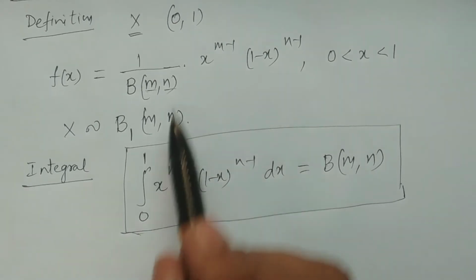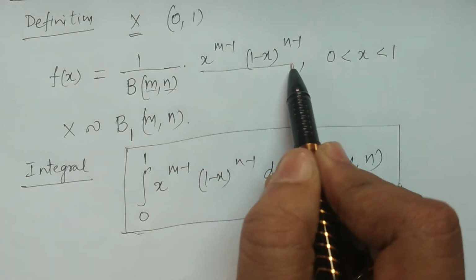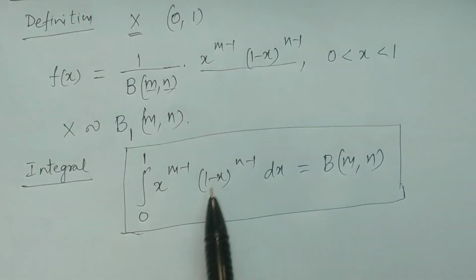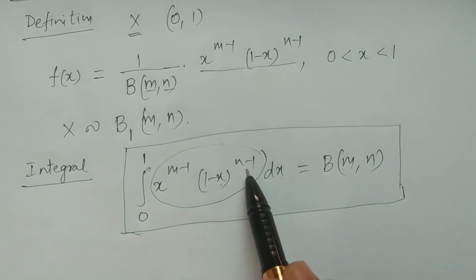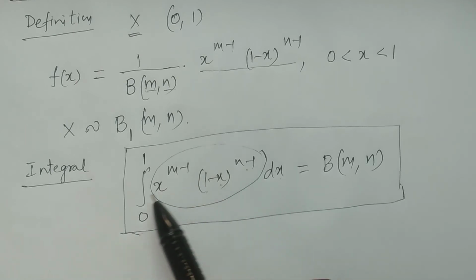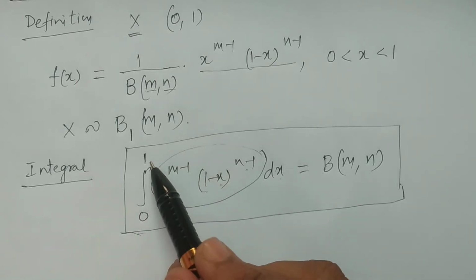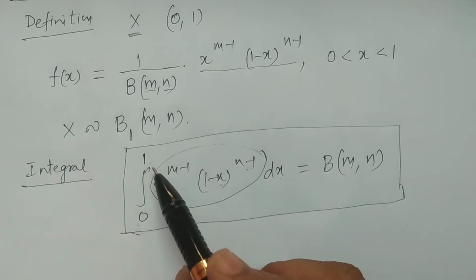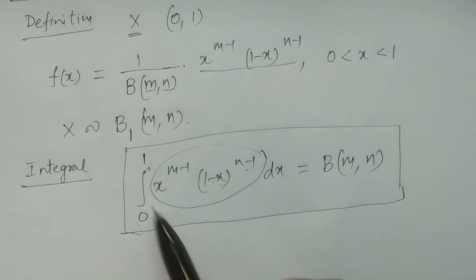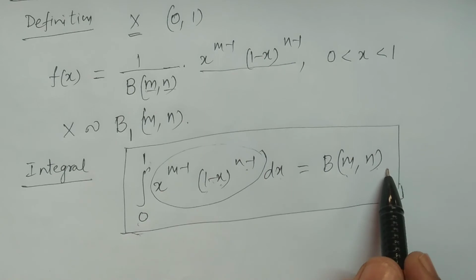Integral 0 to 1, refer here, x power m minus 1, (1 minus x) whole power n minus 1 dx. If the function is in the form of x power m minus 1 into (1 minus x) whole power n minus 1, and the integration is in the range 0 to 1, with x limits 0 to 1, then this integral becomes beta m comma n.